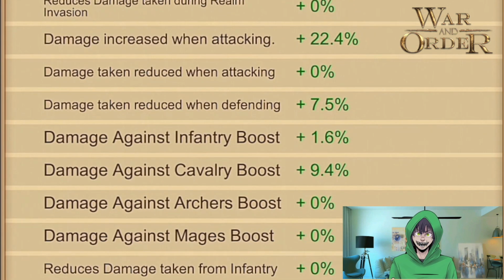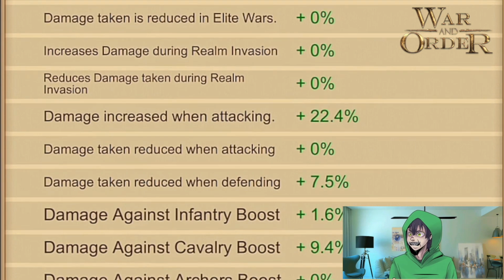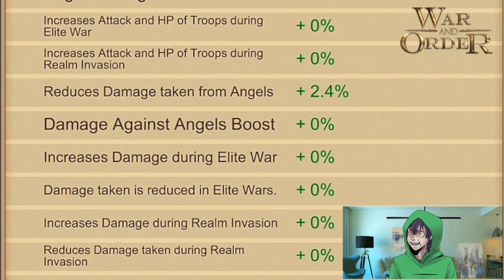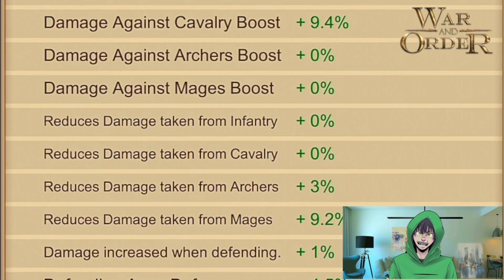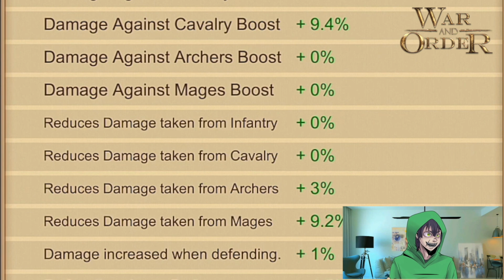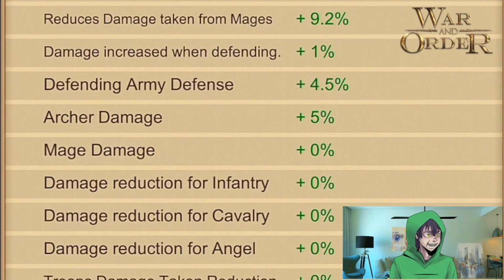So here you go. Damage taken is reduced in Elite Wars. Damage taken by angels. Damage taken reduced when attacking. Damage taken reduced when defending. Damage taken from infantry. Your front line is not going to do a lot. But damage taken by cav, some people get some really high cav attack and they can really eat up your front line with them. Reduces the damage taken from archers, really important.